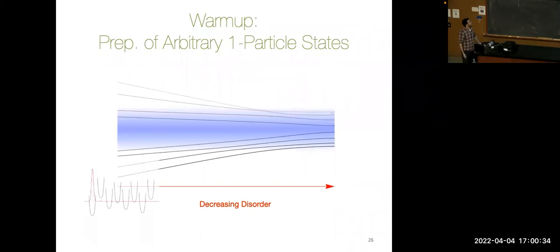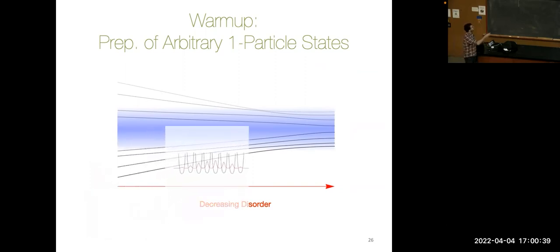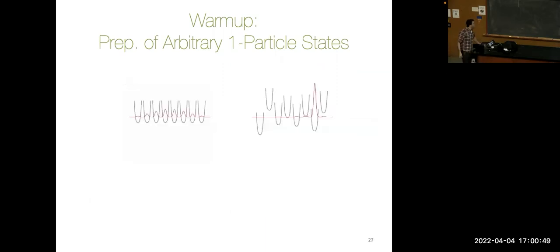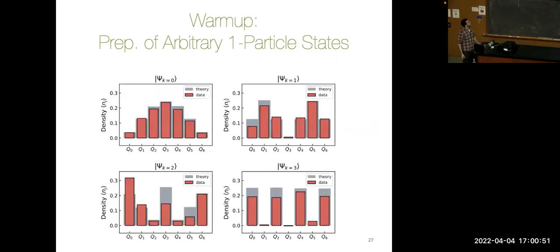And so the picture you should have in mind is that as I vary the disorder, the state of the particles start to tunnel between the lattice sites and delocalizes over the whole lattice. And so indeed we can do this experimentally. This is showing if we start the photon off in the lowest energy state and then we let it delocalize as we adiabatically turn down the disorder, we prepare the lowest energy state. First excited, second excited, third excited.